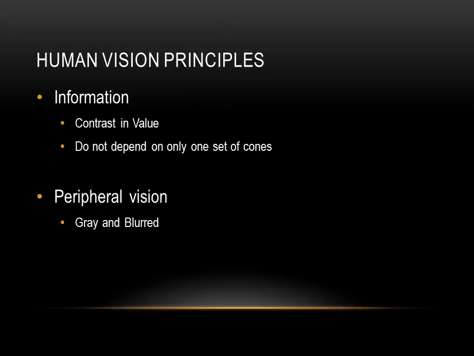Remember, what we're looking for is with information, we need to contrast on the value scale. We're going to review our color models here in a minute. You should have already seen that video. The reason we want to contrast in value is we don't always want to depend on one set of cones. We need good broad spectrum sensing, so it makes it easy to get information. We're trying to make things simple for the user, not challenging.